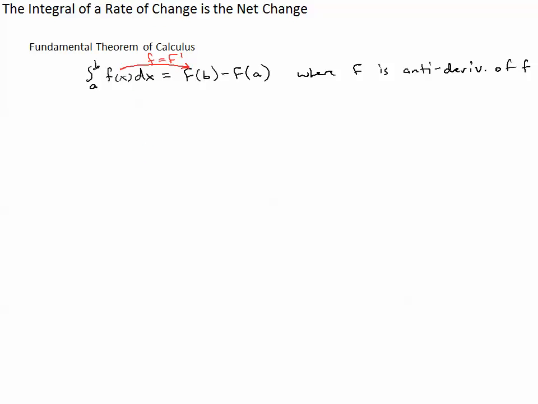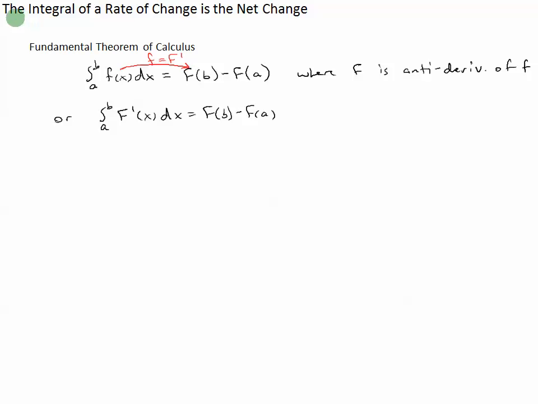So we could write this in a different way as well. The integral from a to b of big F prime of x dx equals big F of b minus big F of a. And this makes sense because the integral of a derivative results in the original function. Okay? Now there's more to it than that, but that's the general idea.